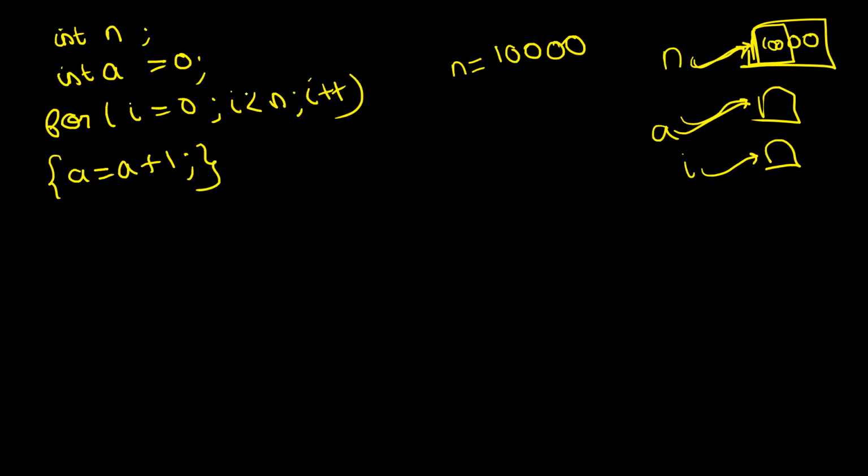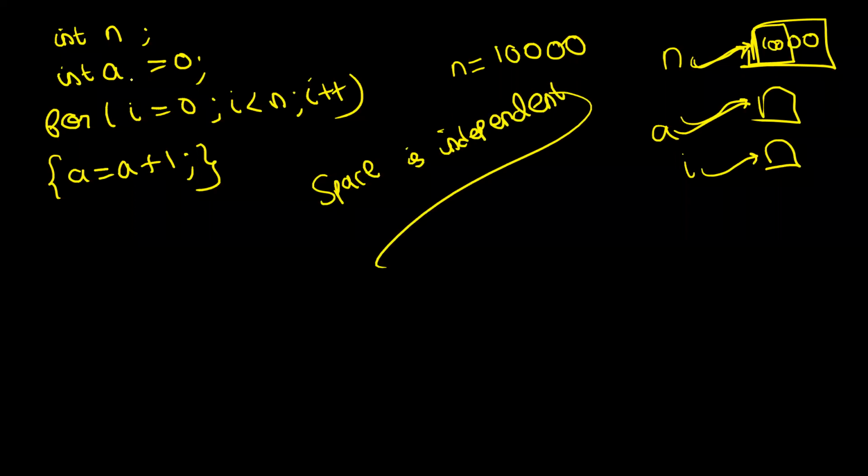So what I want to say is when you just have basic variables, the space taken by the program is independent of n. Even if you increase the value of n, the space taken by the program will not change much. It will not change, right? Because whether n is 10, 15, 20, 100, 1000, you still have to reserve 4 bytes only for n.